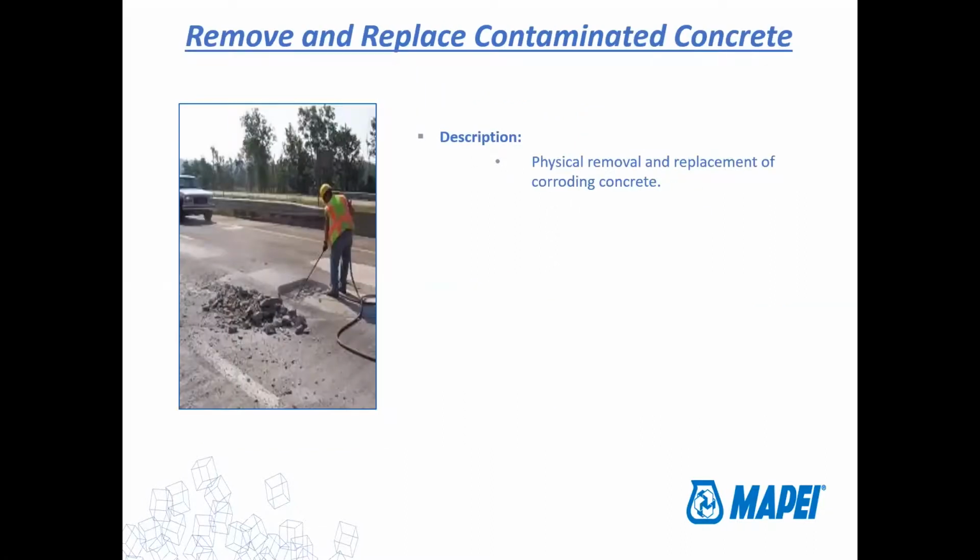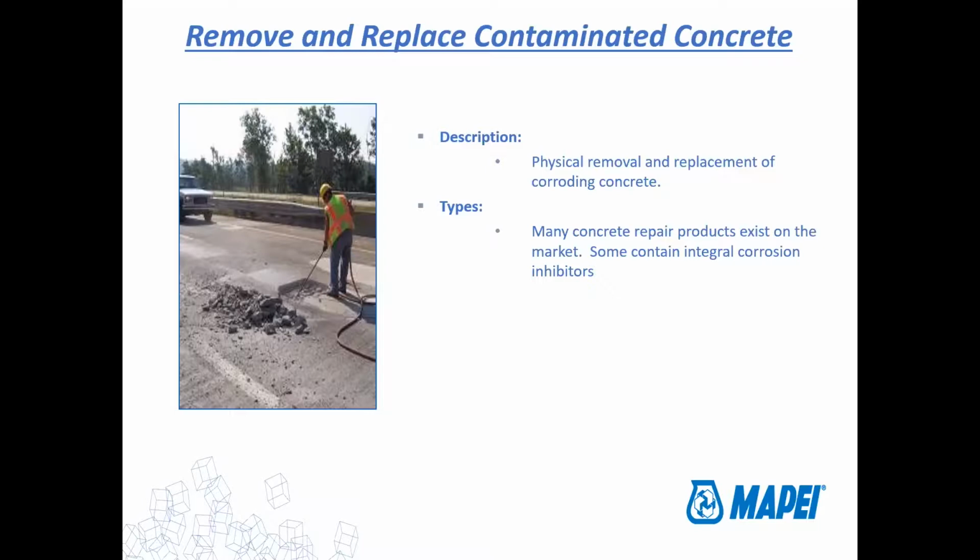Remove and replace. So you're out on a bridge deck and you see a bunch of concrete that's cracked and spalled. You do some investigation. You quickly determine that it's got corroding reinforcing steel. So the idea is you just cut it out of there. It's in bad shape. It's got some chlorides. Let's just cut it out, remove it.